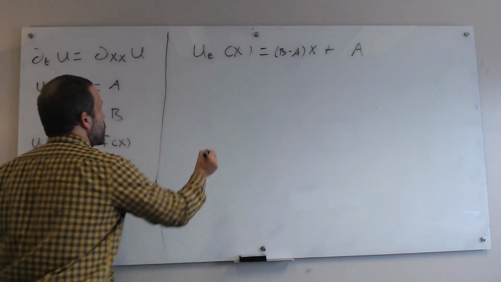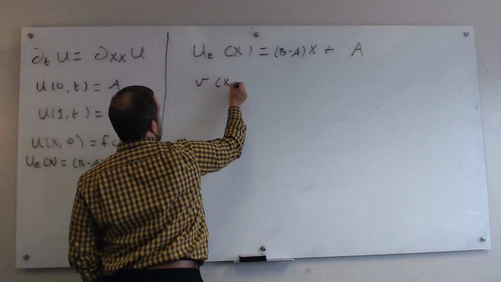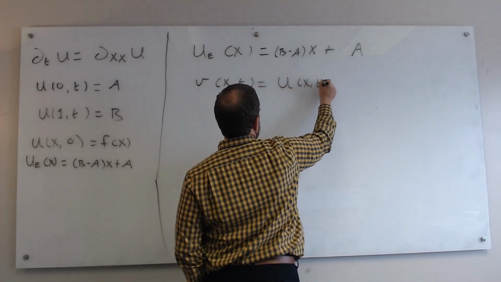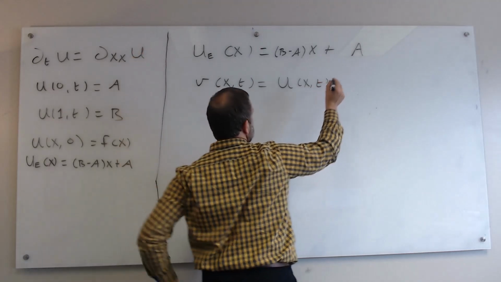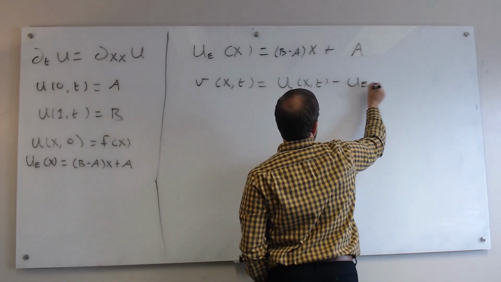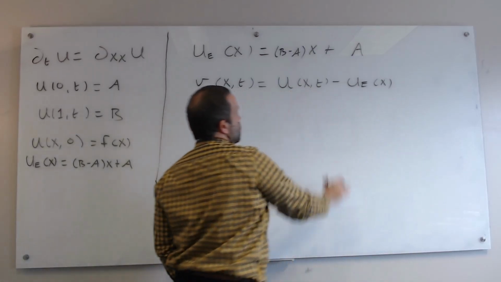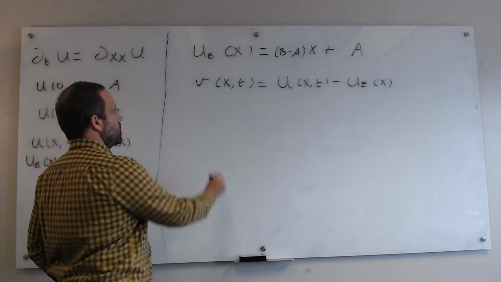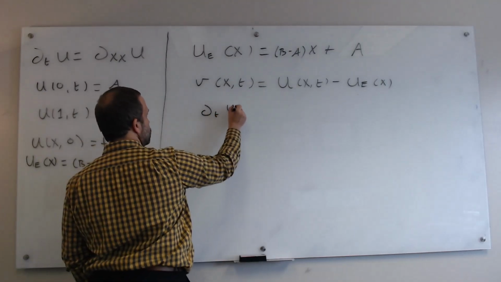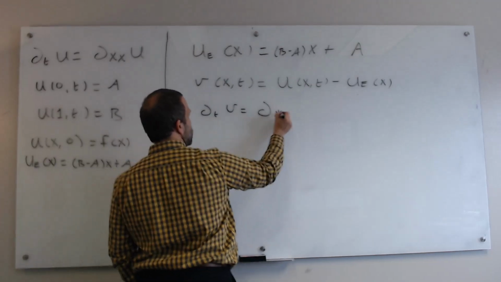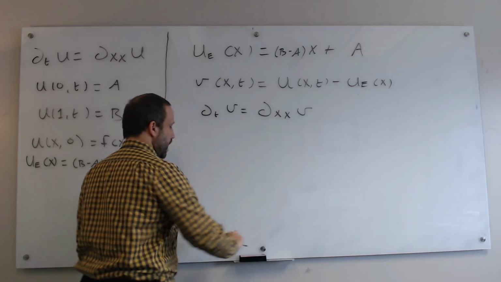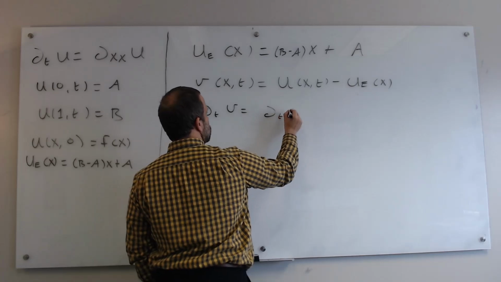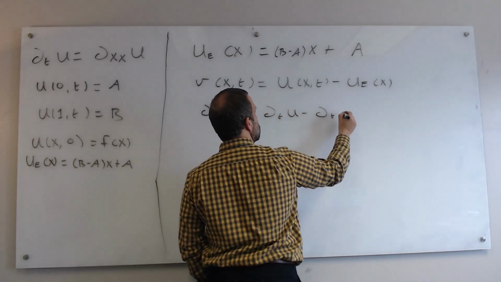We're going to define a new function v of x, t, and v is going to be u of x, t, which is the solution to the problem that we really care about, minus u_e of x. Okay, well, what problem does v satisfy? I will let you show that the t derivative of v is equal to the double x derivative of v. Actually, I'm going to do this. The t derivative of v is equal to the t derivative of u minus the t derivative of u_e.